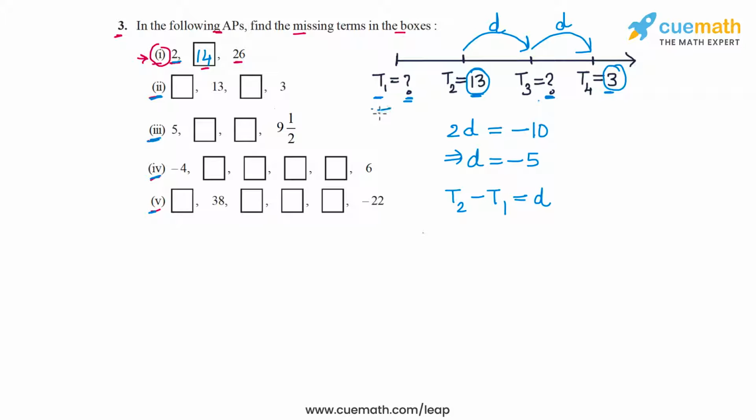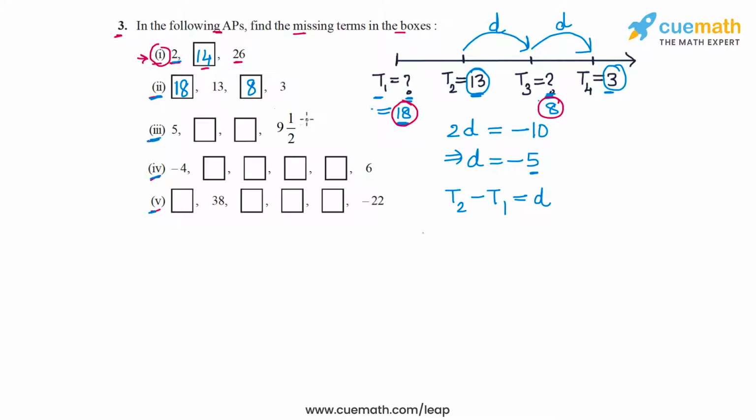So let's write it here. T1 is 18. You can verify that if you have the first term as 18 and you apply a common difference of minus 5, the second term you get is 13. And then the third term you will get is 13 plus minus 5 again. So that's 8. And the fourth term is 3, which is already given. So the missing terms are 18 and 8. Let's write it in the answer boxes. So the first term is 18 and the third term is 8. So that solves part 2.